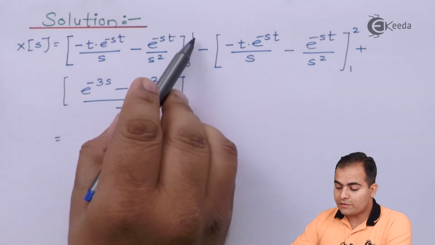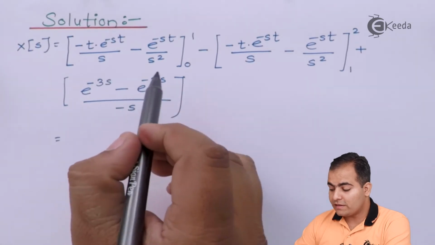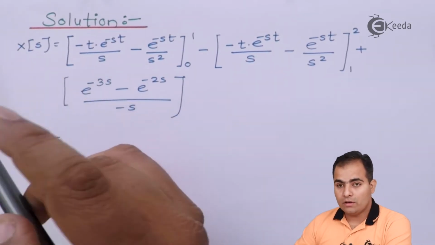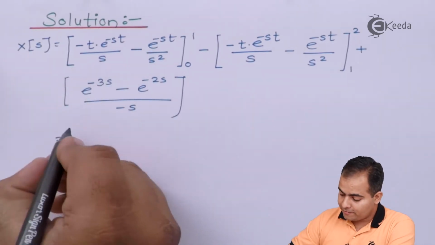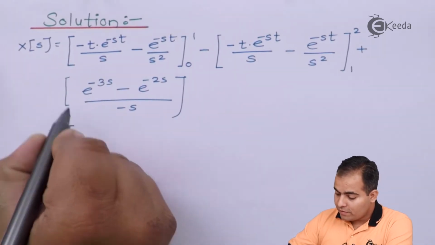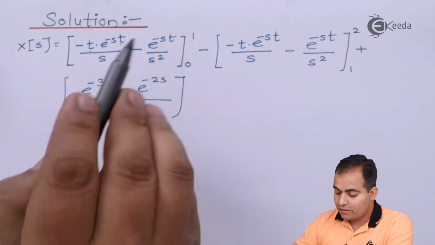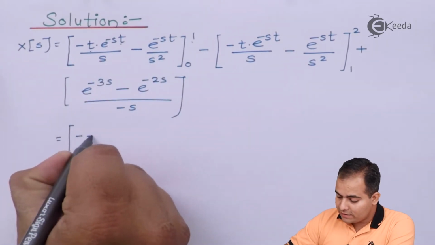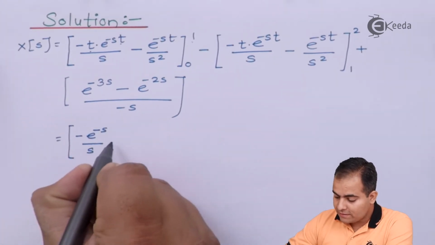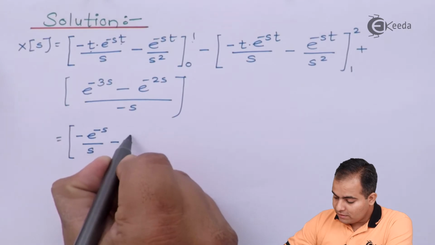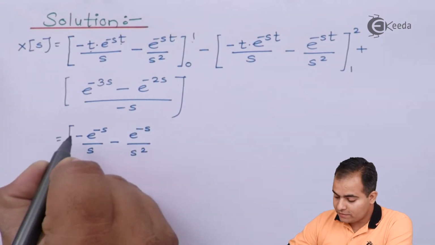Now we will substitute the values of upper limit and lower limit in the given equation. So first of all we will substitute upper limit in this part and minus sign will be placed, and then I will substitute lower limit in each and every part of the first bracket. So what you will get? All this t is replaced by 1. So what you have? Minus e to the power minus s upon s minus e to the power minus s upon s square. This was my first term.